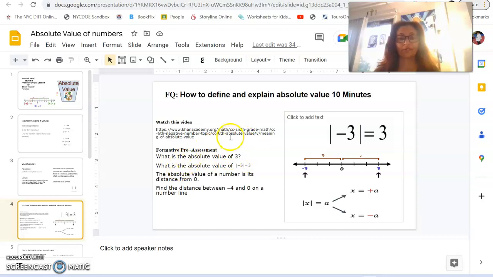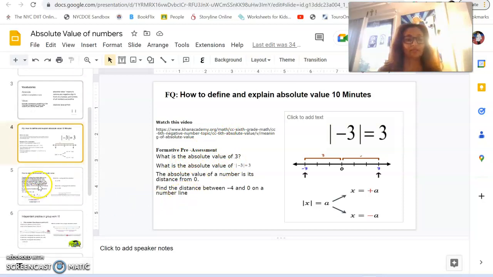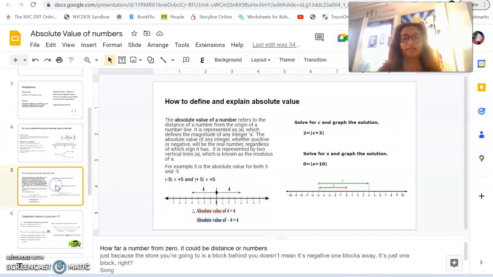Okay, great. After you are done with that, I want you to share something you learned from the video. Yes, the video is telling me the absolute value is the absolute distance from 0 to a number. So this here, we know this is a number line.